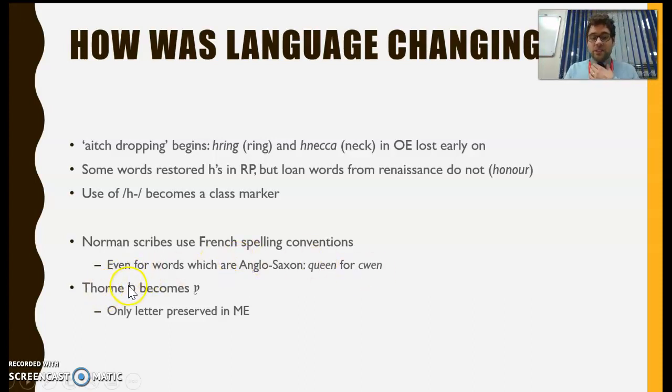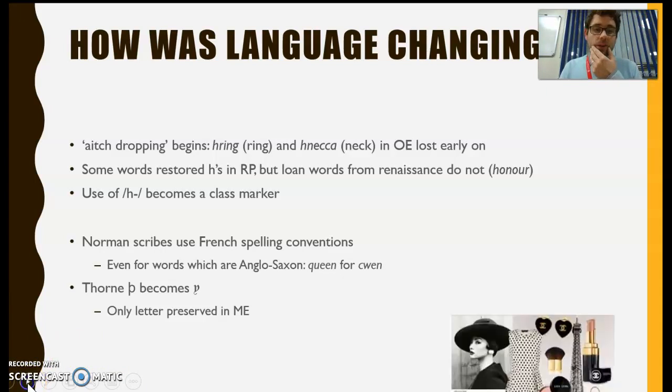We also get this thorn sign, which was the old th, becomes a Y, because that was the easiest way of typing it out, or scribing it, I should say. Obviously, no computers in the 1300s. But that letter is preserved. So the Y in Middle English would still be a TH sound. It was just their way of scribing the thorn sign. That's why now we see "ye old shop." It was always "the old shop." It was just the TH sign written as a Y.